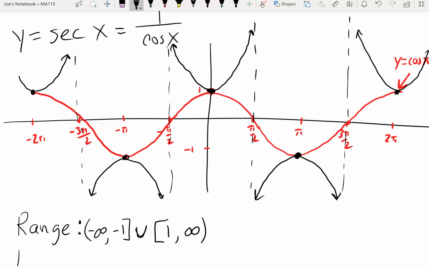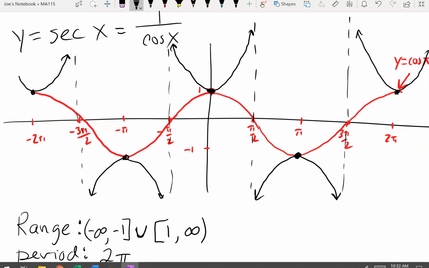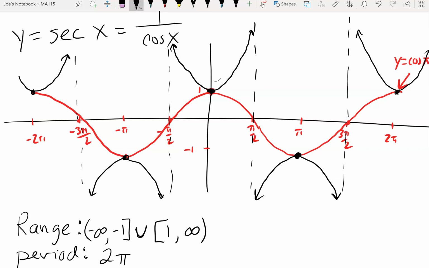How about the period here? It's not pi, right? Because it flips, doesn't it? So this one actually takes 2 pi again, right? Because I don't actually hit the same thing. Notice that this U up here doesn't get repeated until over here again, right? So it's 2 pi. And then again, just to write down the asymptotes, there'll be those odd multiples of pi over 2 again.